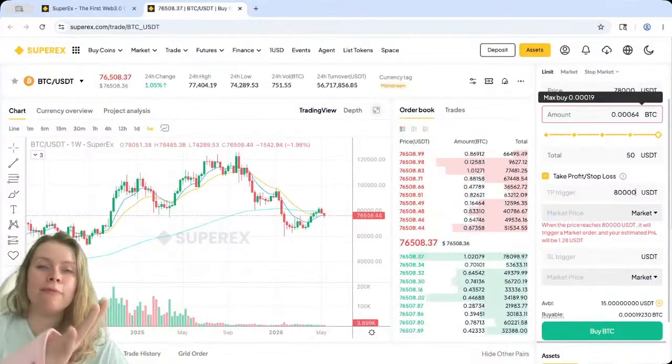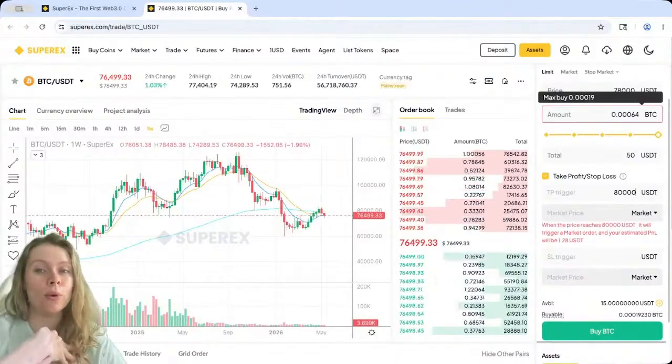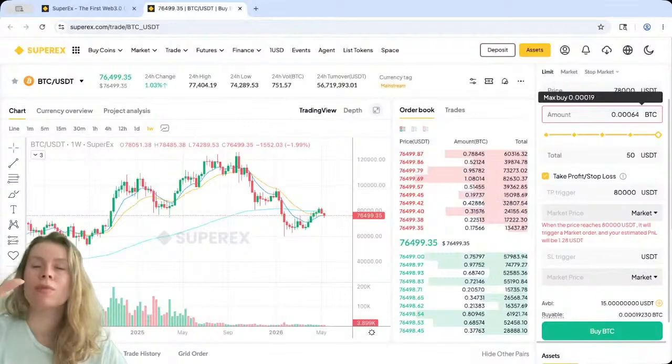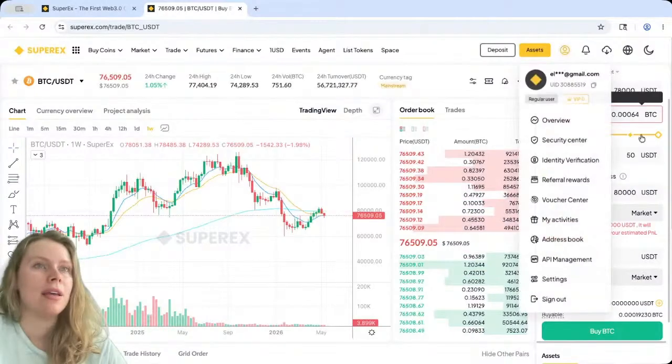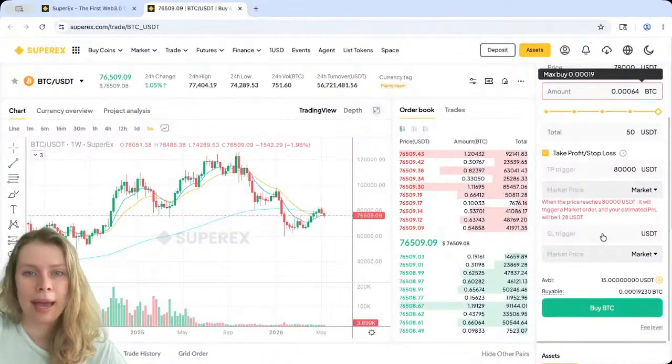So that means if Bitcoin moves up from 78K to 80K, the platform sells my Bitcoin automatically. I lock in my profit when I'm asleep, while I'm at work, anywhere. We love that, okay?